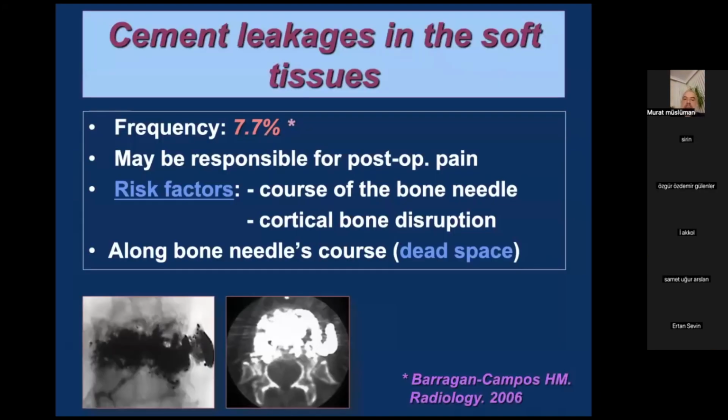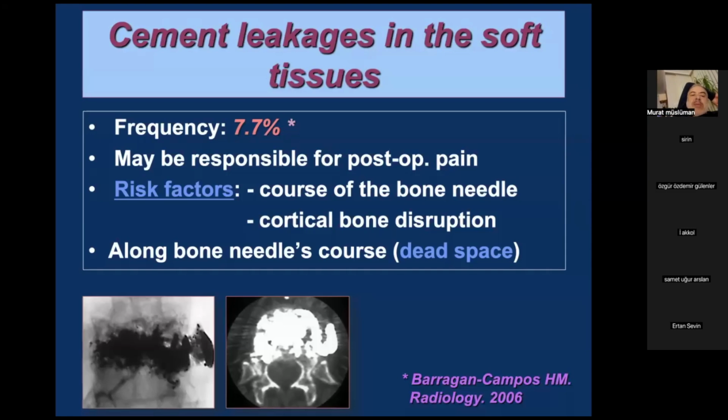Cement leakage in the soft tissue is not so rare. It could be as frequent as almost 8% of the cases, and it may be responsible for postoperative pain. It's like a needle inside the soft tissue, so it could be painful. And the risk factors for this soft tissue leakage are the course of the bone needle towards the lesion, and when you have a cortical bone disruption.